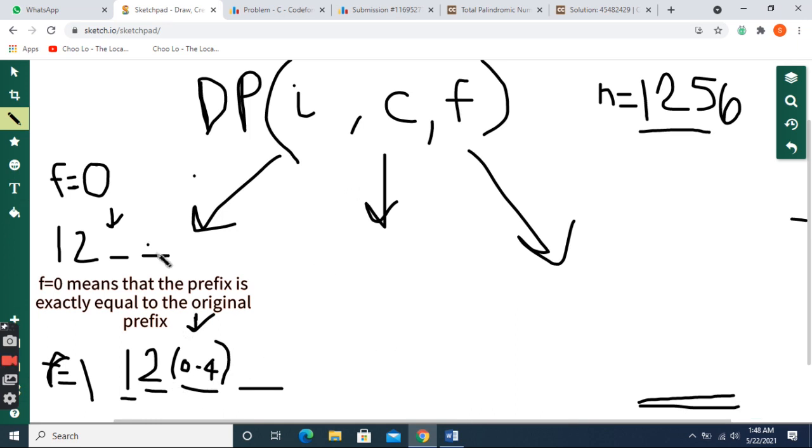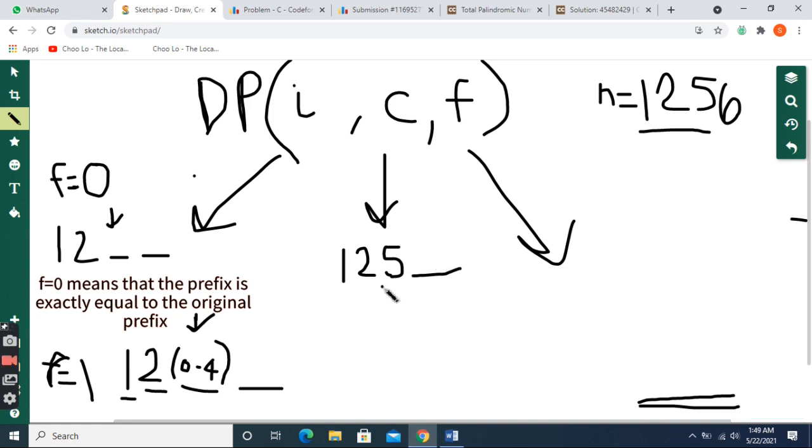The second case is that I fill this position with the digit 5. 1 2 5 dash. In this case also I will just become I plus 1. C will become C plus 1 if this digit is non-zero, and it will remain C if this digit is 0.